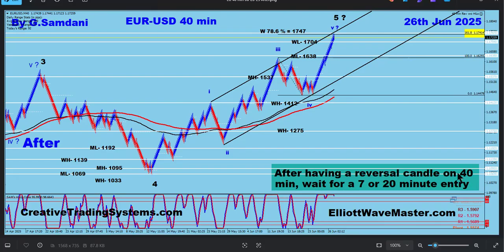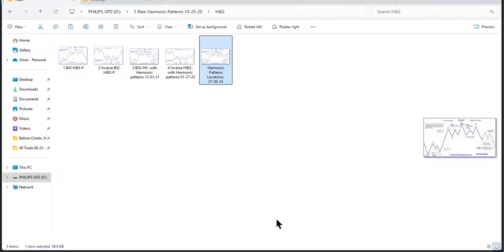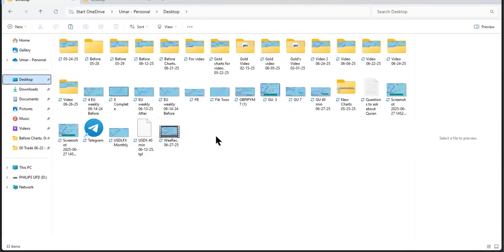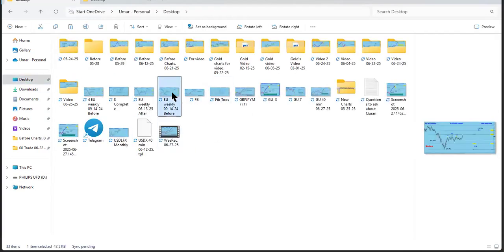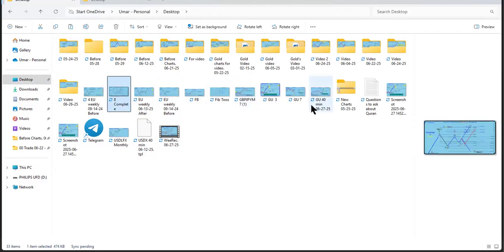So once we have a reversal candle on a 40-minute chart, by the way, in the last video I made, I literally showed how the pound USD was turning and made the reversal candle, and then how I was waiting for a 7-minute entry, and then I found one and took it. So I copy that, and then I have the whole thing there. Let me quickly see if I can show you right here. It should be on my desktop still. If I can find it, I will show you. I just made it yesterday, man. I know I didn't remove it.